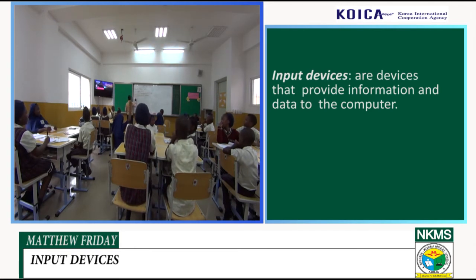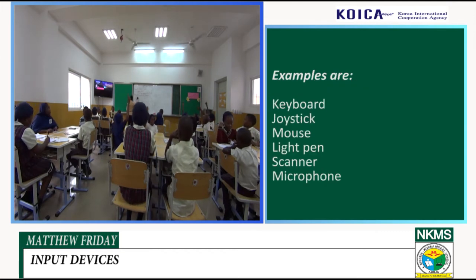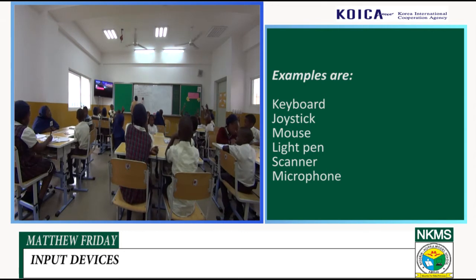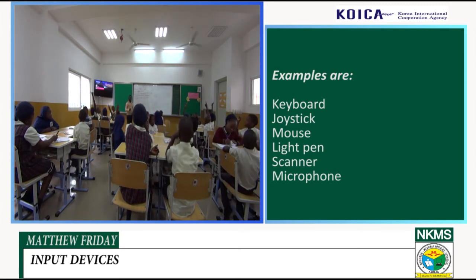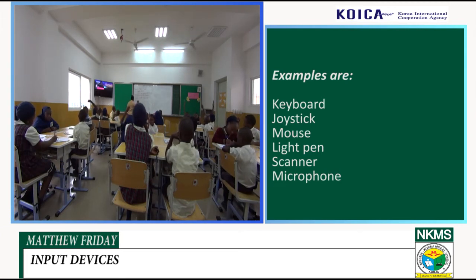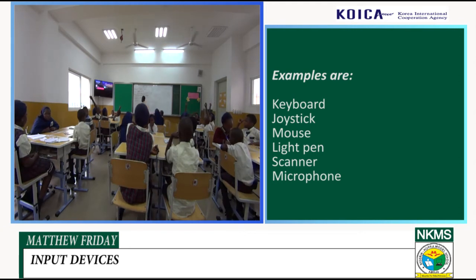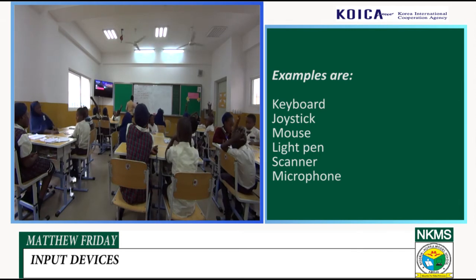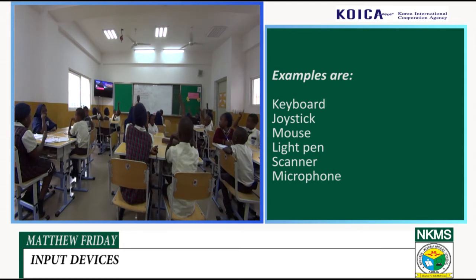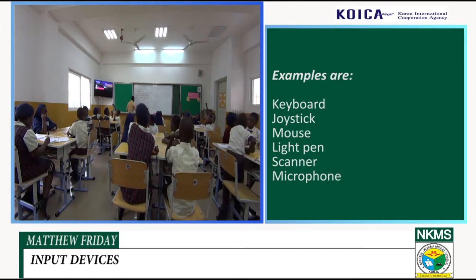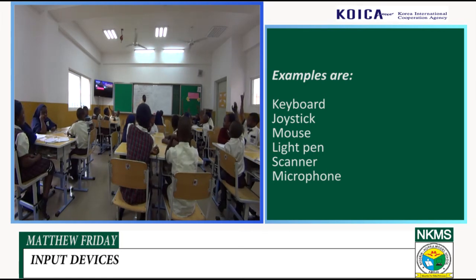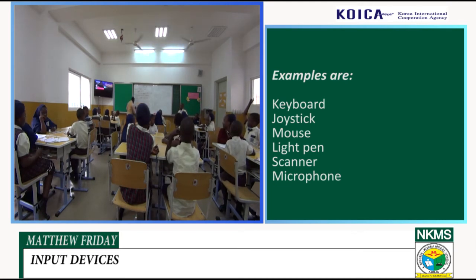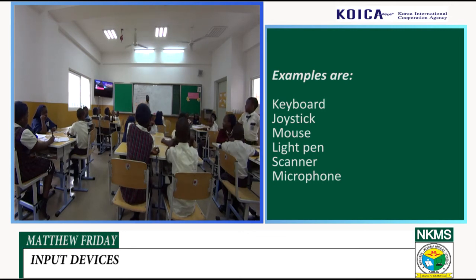Keyboard. Group A said one is what? Keyboard. Group D, the second one is what? Group C, yes? Mouse. Group E, yes? Light pen. Group F, yes, give us one. Scanner.